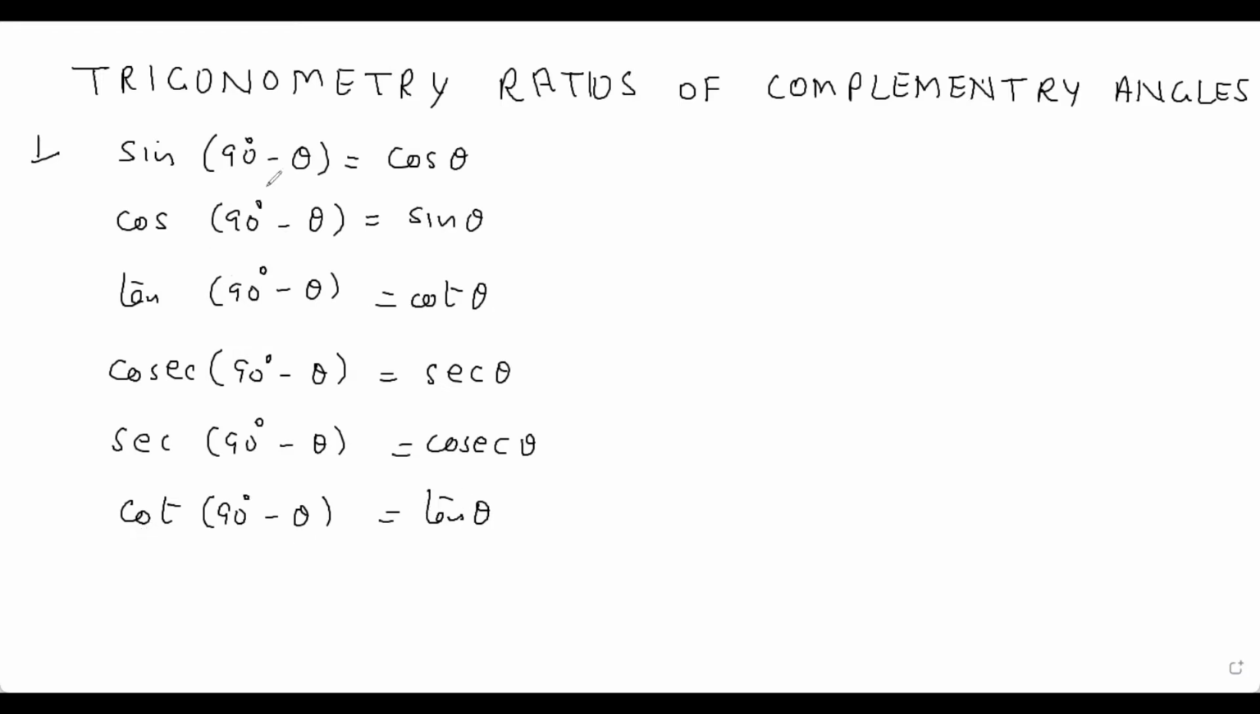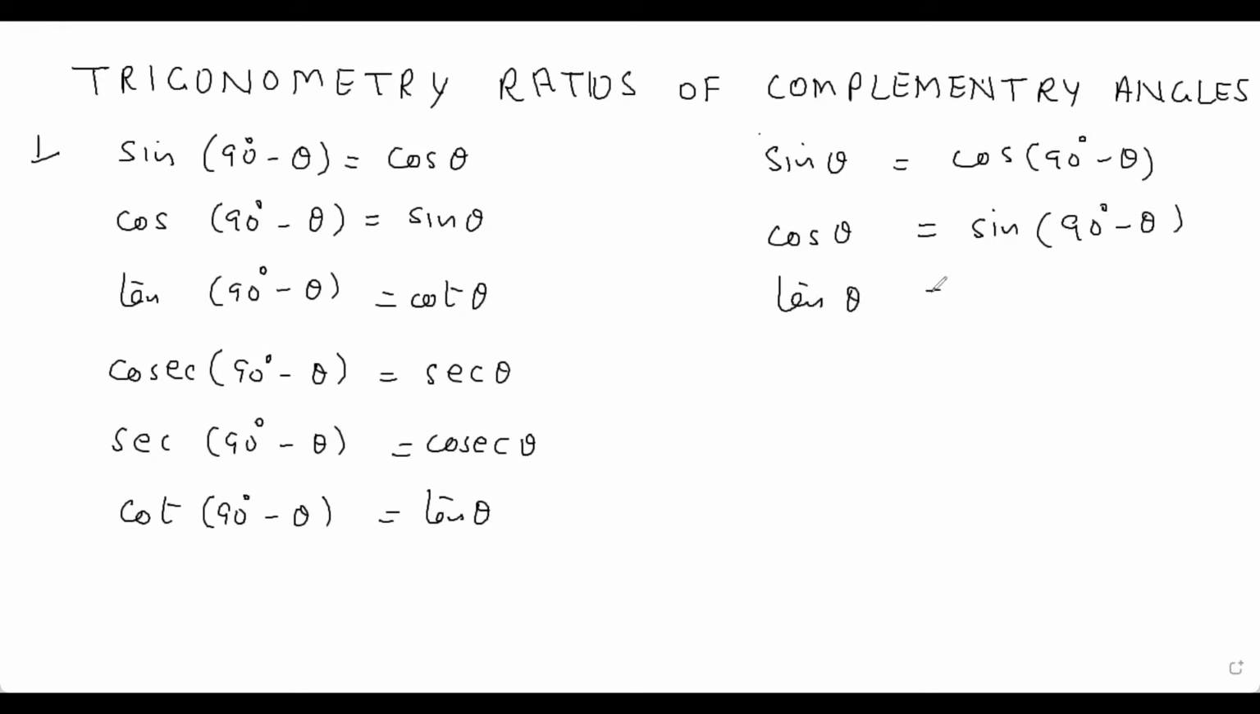Now these two are complementary angles. 90 degrees minus theta and theta are complementary angles. If you add them, it will come out to be 90 degrees. Learn it in this way also. Sometimes sin theta is given and we are to write it as cos (90 degrees minus theta). Cos theta is given to us and, according to the question, sometimes we write it as sin (90 degrees minus theta). Tan theta, sometimes we write it as cot (90 degrees minus theta).